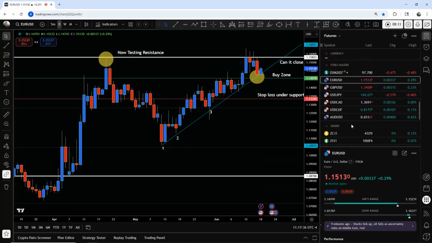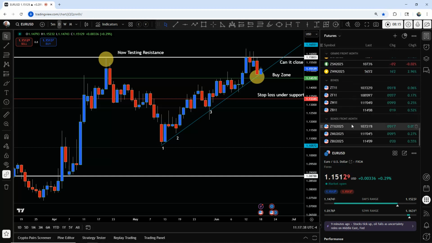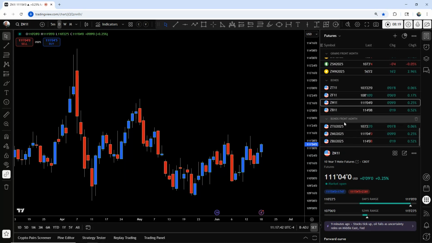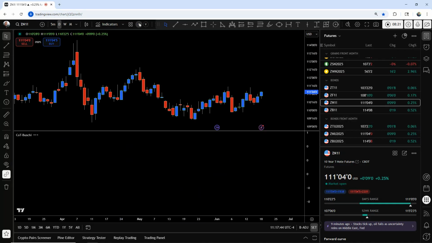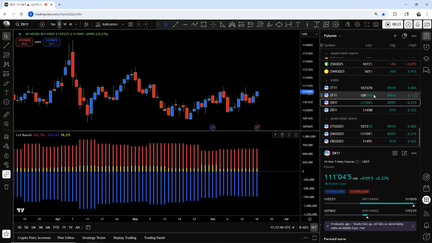Let's say you're a bond guy, looking at bonds like the 10-year futures. Hit your indicator and boom. All right, so that's pretty much all the markets it applies to.